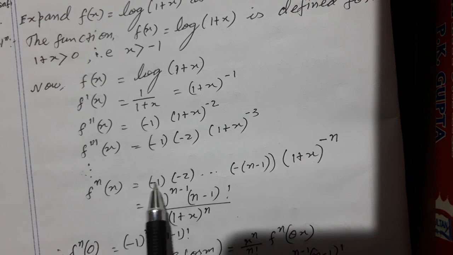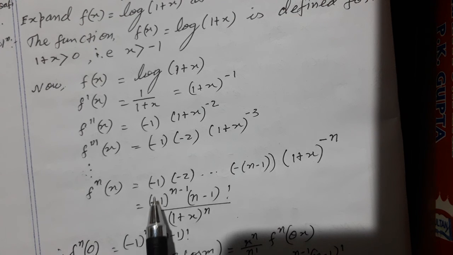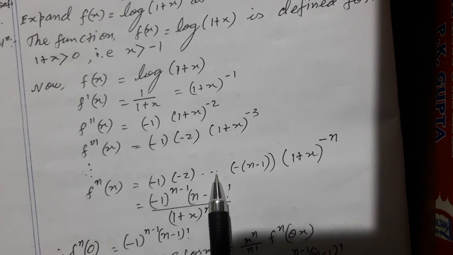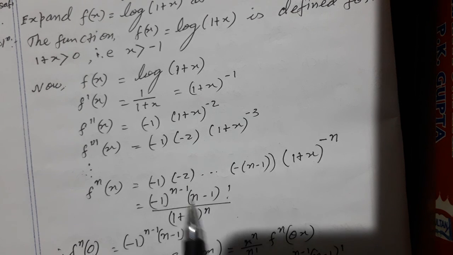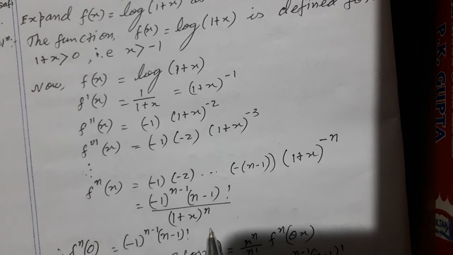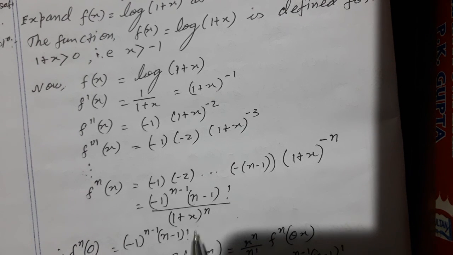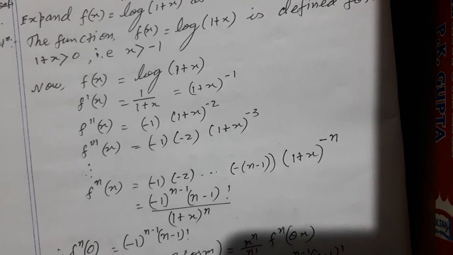If I take the minus signs out, how many minus signs do we have? We have n - 1 minus signs, so (-1) to the power n - 1. And 1 times 2 times 3 times 4 till n - 1 is nothing but (n - 1) factorial. So we get (n - 1)! And since the power is -n, we can bring it down, so we get (1 + x) to the power n in the denominator. So we try to find f^n(0), which is nothing but (-1)^(n-1) times (n - 1)!. So this is your f^n(0).